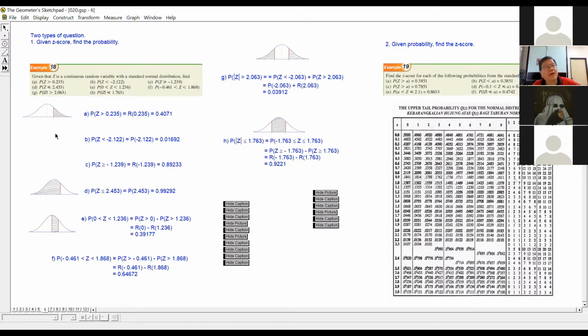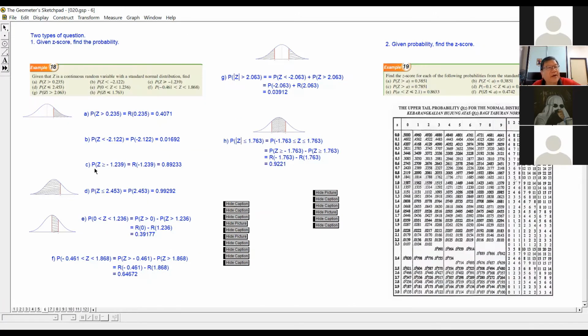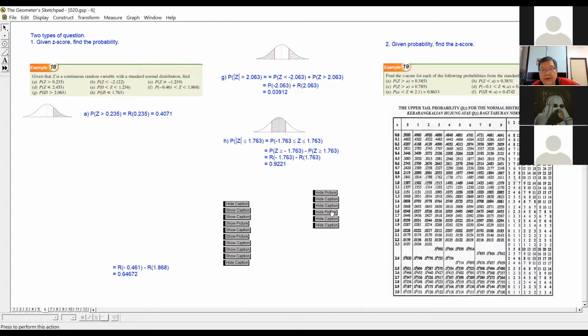Use the calculator, go to statistic mode. Then for greater than, you choose R. You type R, then after you type R, you type this number, 0.235. What is the answer? Do you have your calculator with you? Yes. What's the number? 0.4071. Correct.